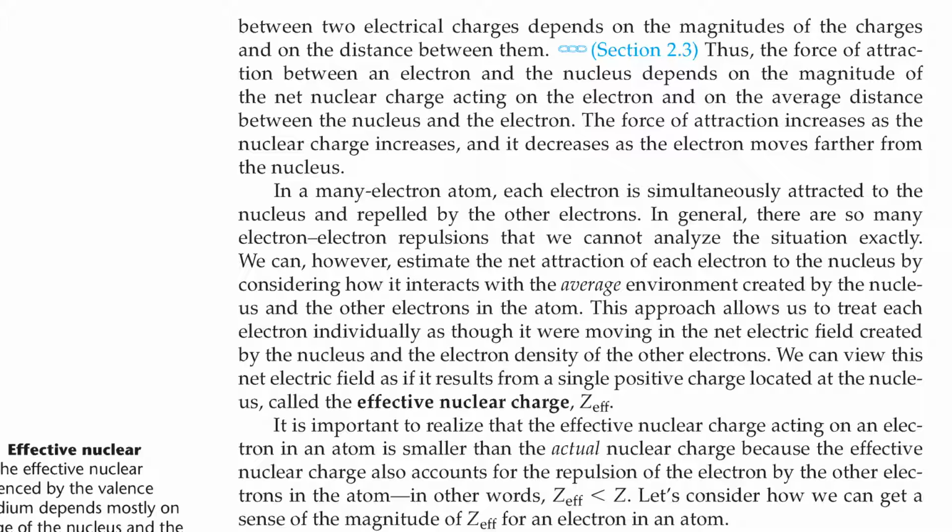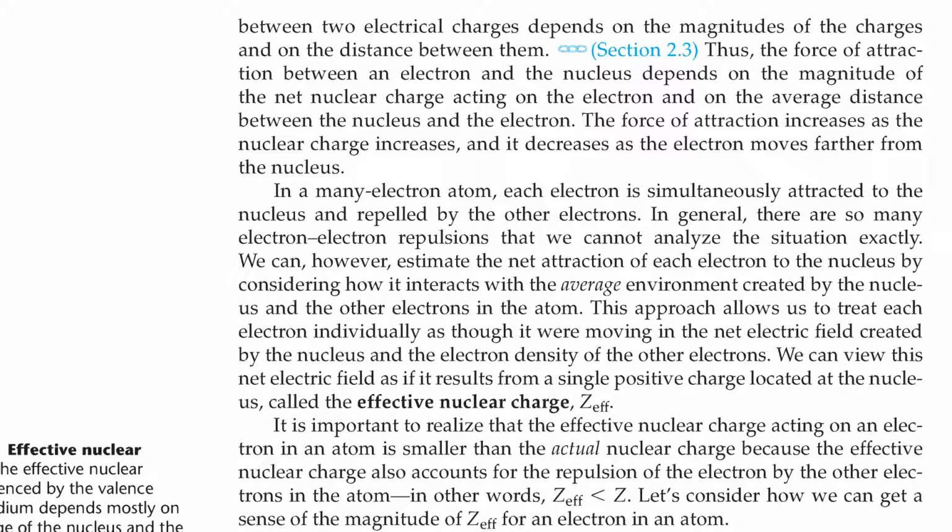We can view this net electric field as if it results from a single positive charge located at the nucleus, called the effective nuclear charge. It's important to realize that the effective nuclear charge acting on the electron in an atom is smaller than the actual nuclear charge, because the effective nuclear charge also accounts for the repulsion of the electron by the other electrons in the atom. In other words, the effective nuclear charge is less than the nuclear charge.